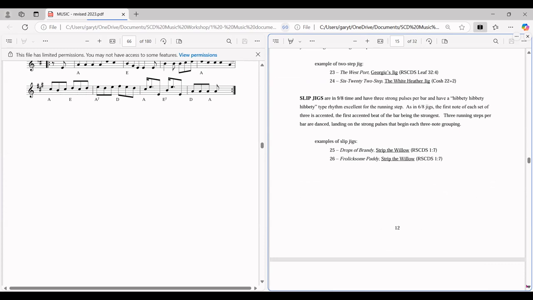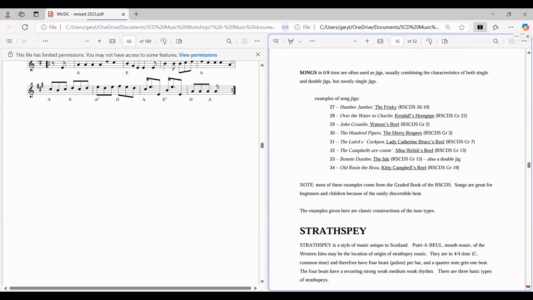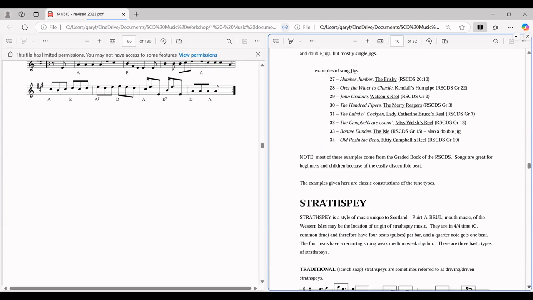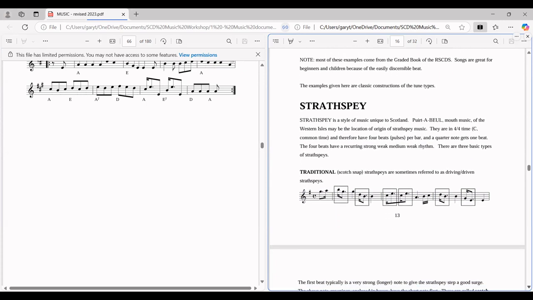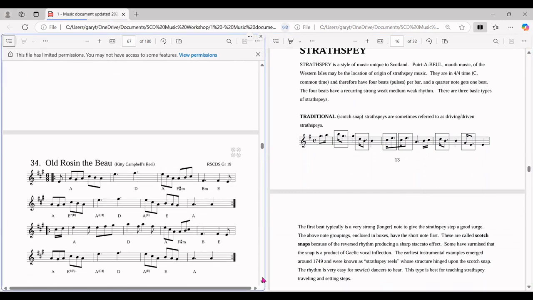Slip jigs for Drops of Brandy, or sometimes you might want it for some other interesting exercise you come up with. A list of songs there that you can refer to. And the graded book uses songs for, I think, almost all of the dances. So it's a good source, and it's the first graded book that has those. Nice deep breath, and we're going to head into Strathspey land.